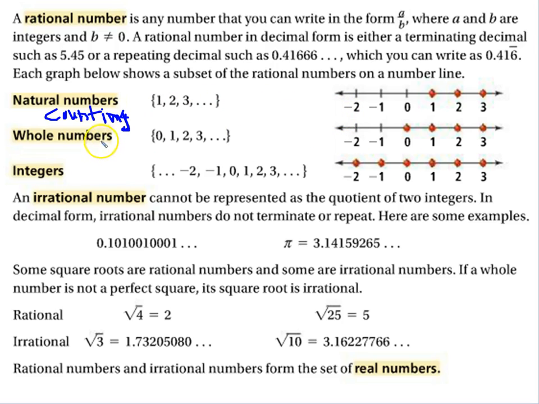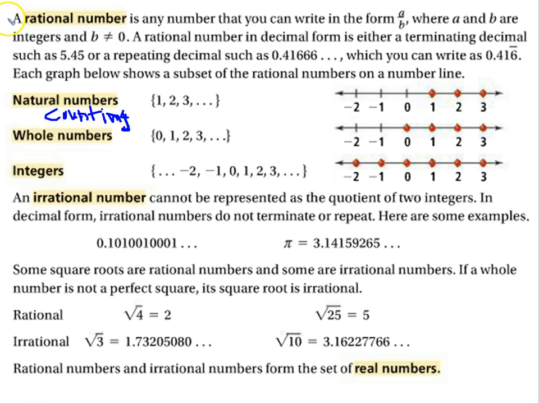Then we get into the category called whole numbers. They're the exact same thing as counting numbers, except now we have the number 0. So now we add the 0. That's the difference between whole numbers and counting numbers. Then we have integers, positive and negative whole numbers. Positive numbers: 1, 2, 3, 4, 5. Whole negative numbers: negative 1, negative 2, negative 3, negative 4. Notice no decimals, no fractions.